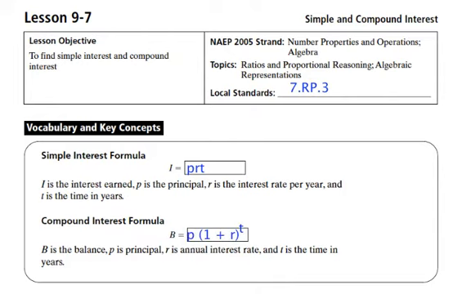For compound interest, the formula is B equals P times the quantity R plus 1 to the T power. B stands for the balance, P is your principal, R is the annual interest rate, and T is the time in years.